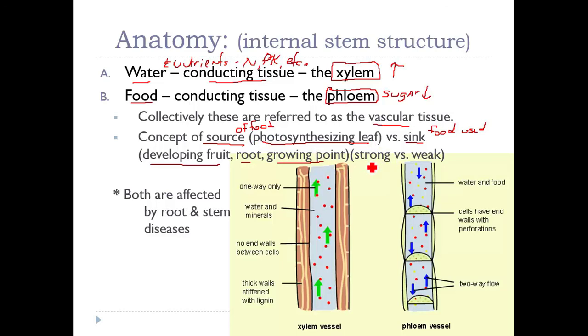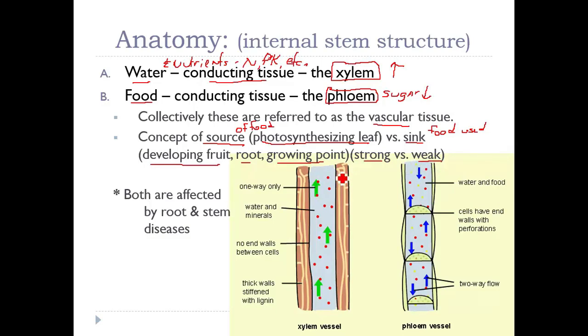Sinks are generally classified as either a strong sink or a weak sink. Strong sinks are those where most growth is occurring, such as a developing fruit or the growing point of the plant. A weaker sink may be where not much growth is happening, but maintenance is occurring, such as part of the root system or part of the stem system.